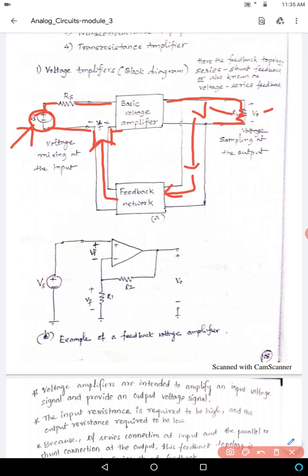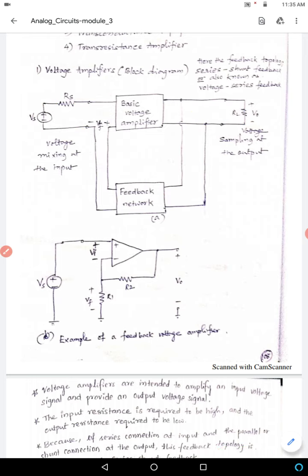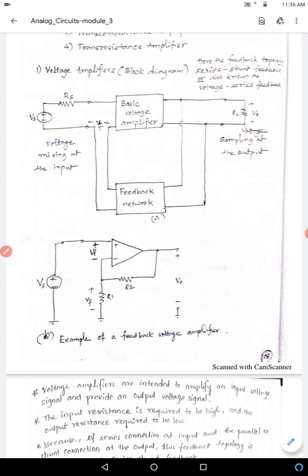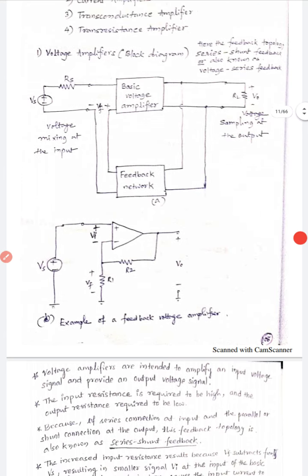Here you can see the overall input voltage Vi. If you want to write the Vi equation, Vi is equal to Vs minus Vf, because Vs is the source voltage and Vf is the feedback voltage. By taking the difference between the source voltage and the feedback voltage, the input voltage is provided to the basic voltage amplifier. Hence you can see the voltage mixing at the input side.